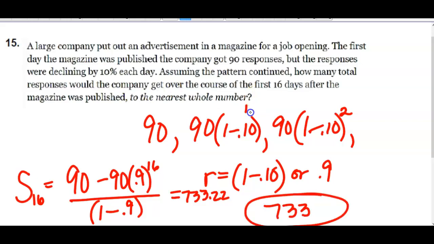Okay. If you have trouble on those on Delta Math, look at the example on one and then try again to decide if it's 16 or 15 days or what's going on. All right, that's it.